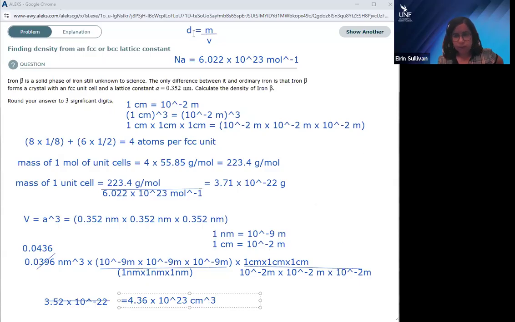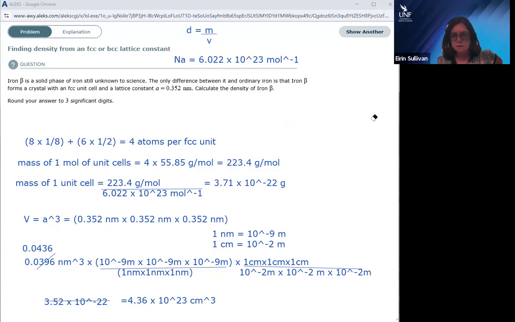So now I can go back to density equals mass over volume to calculate my density, and I am running out of space here. So what am I going to do? You know what? I'm going to do it up here because I think we're done with that bit now.